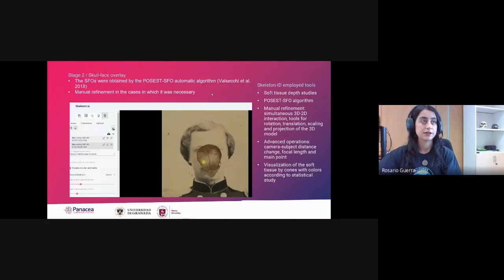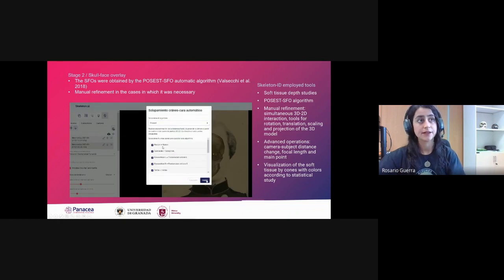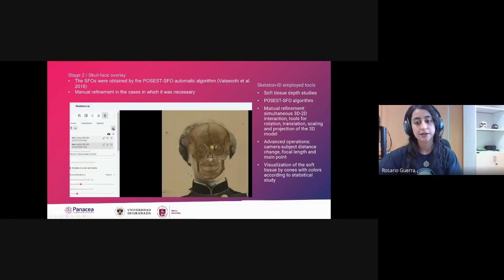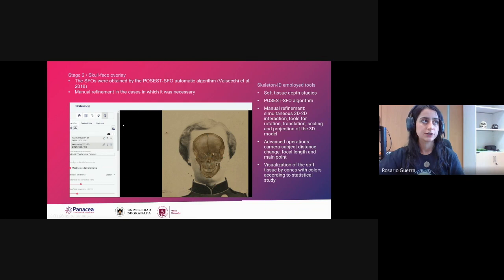You can see here this would be the next stage, in which after the skull face overlays were obtained automatically by the landmark pairs that each researcher had placed independently, they would get some variation in the skull face overlays according to the dispersion in the placement of the landmarks that they had placed. So we could also then refine the skull face overlay that was obtained automatically using the tools that you are now seeing in this video.